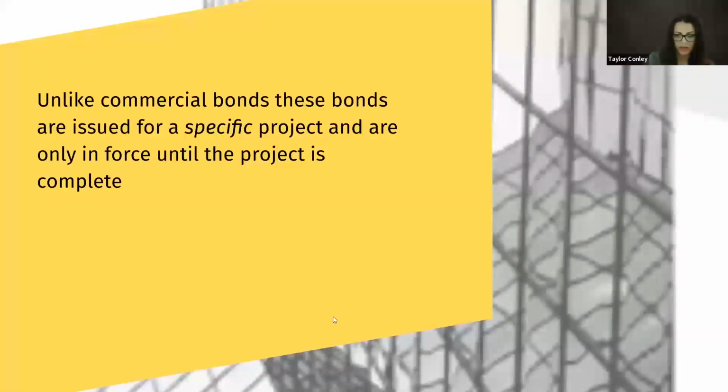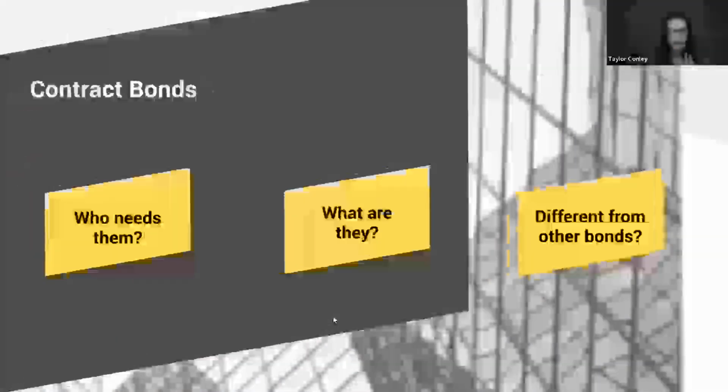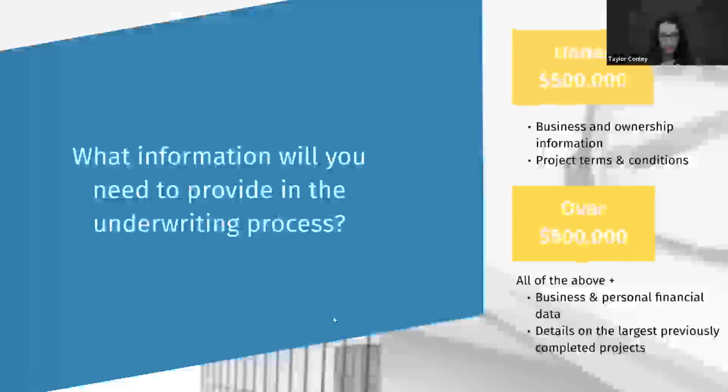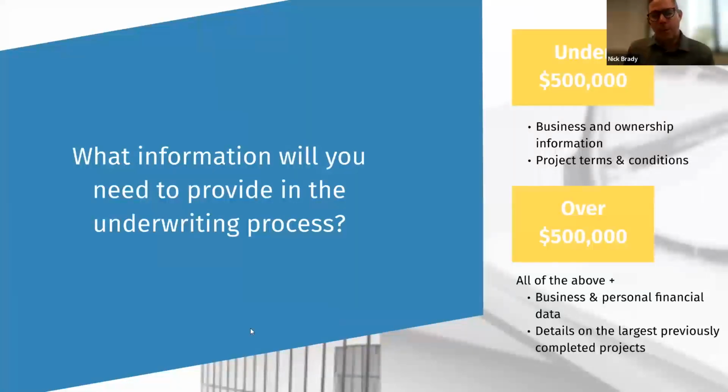Okay, that makes sense. I think I have an understanding now of the different types of contract bonds. So can you actually walk us through what is going to be needed for underwriting of these bonds? Yeah, when we look at these bonds, we look at both the contractor and the project to determine if we can approve the bonds. We'll run credit reports for the business owners, look at the years in business for the contracting business, and also look at the project details and the terms and conditions.